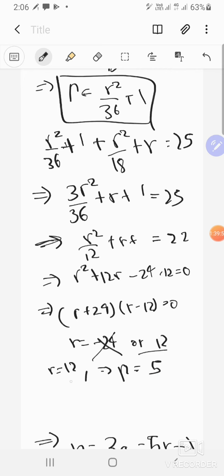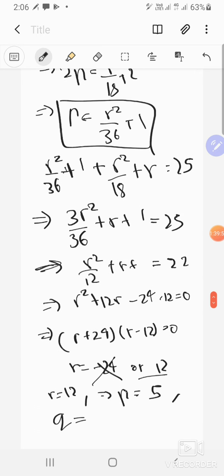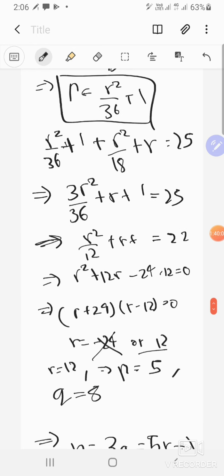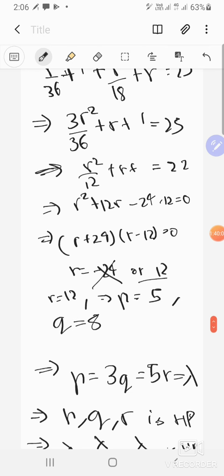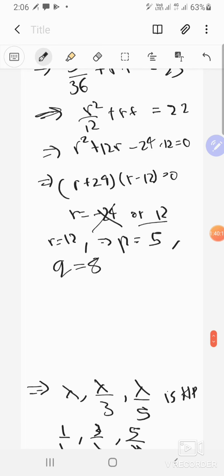P is 5, and then Q is nothing but 2p minus 2. So 10 minus 2 is 8. So you got 5, 8, and 12. What are these in? Are these in harmonic progression? Because that can be the only thing which will be one of the conditions.